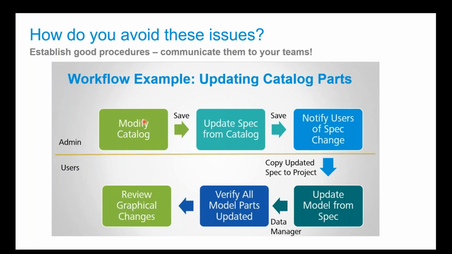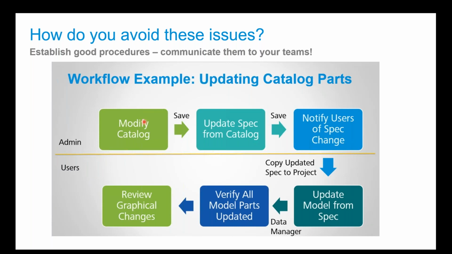Now, what does the user have to do when they are notified that a component update has been done in the catalog and a spec change has been made? Let's look at what the user needs to do at that point. The user needs to do a few things. The first thing is, if the user has the spec in a different location, copy the updated spec to the project. Make sure the spec associated with the project is updated with whatever catalog update was pushed to the spec. Once that update is confirmed, then you update the model from the spec.